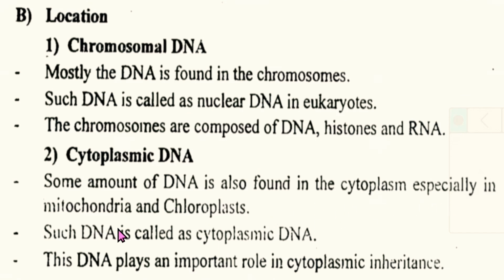The main cytoplasmic DNA is present in mitochondria and chloroplast, and such DNA is called cytoplasmic DNA. This DNA plays an important role in cytoplasmic inheritance. This is one important point: the cytoplasmic DNA plays an important role in cytoplasmic inheritance.